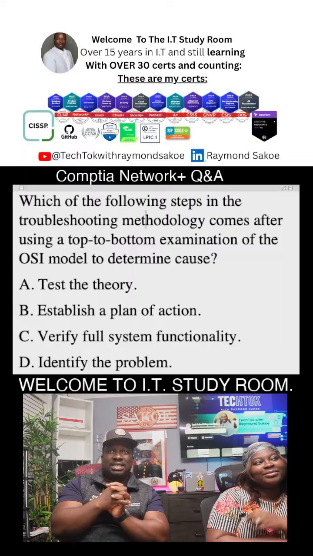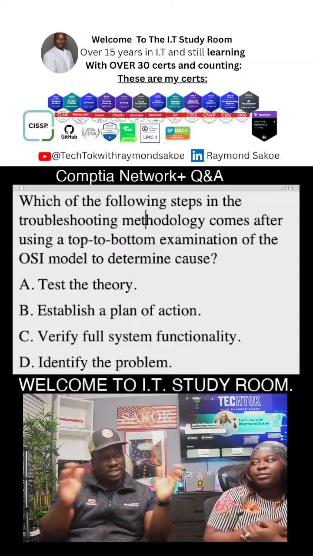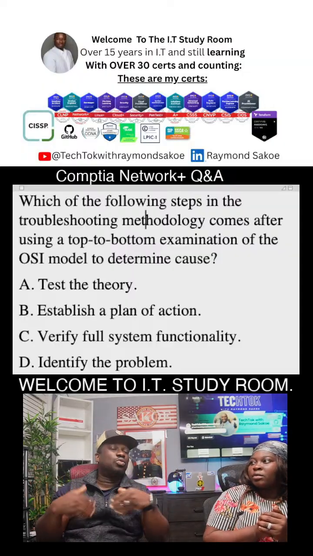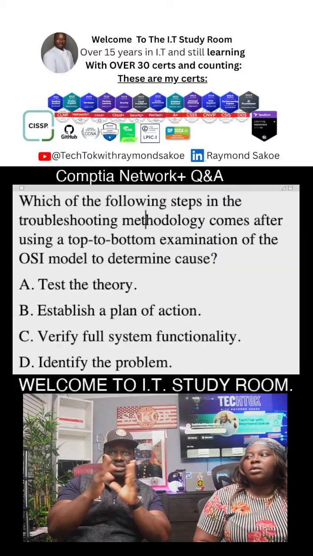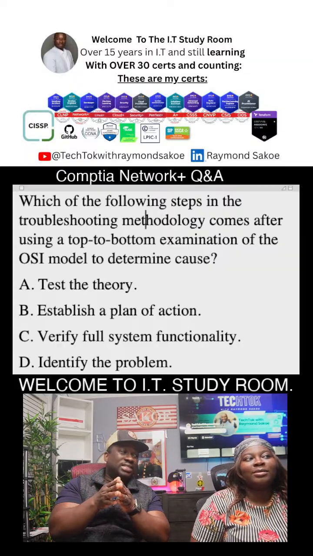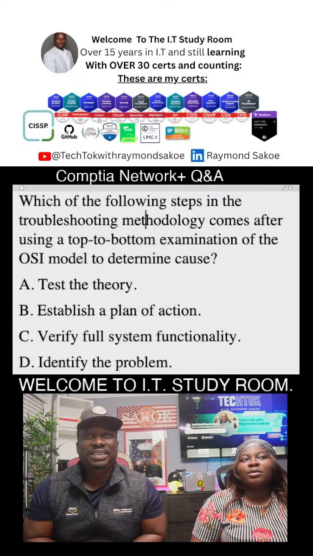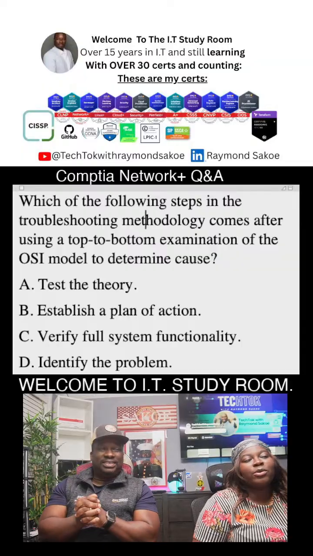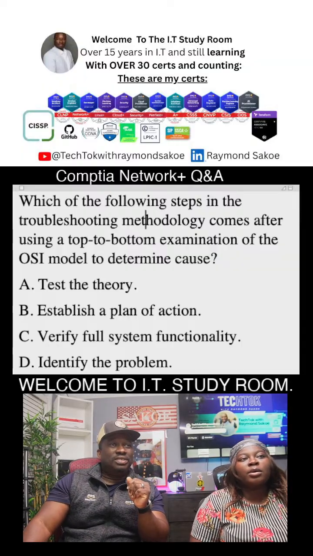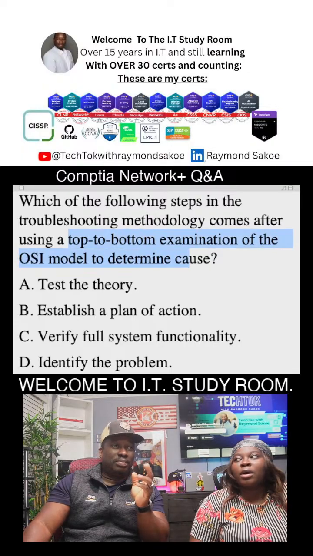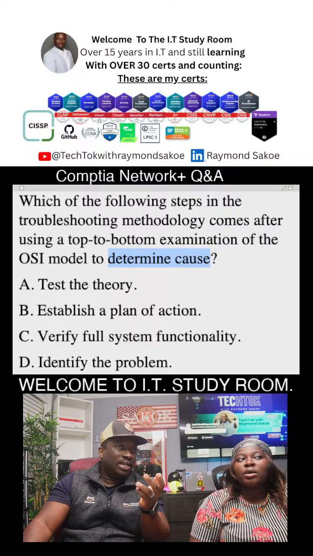The 6th step is to verify full functionality. Once you fix the entire issue, you have to make sure it's working before you leave. The last step is to document the findings. So those are the troubleshooting methodology steps. Now it's saying they've already used the OSI model top-to-bottom approach to determine the cause, so they know exactly what the issue is.